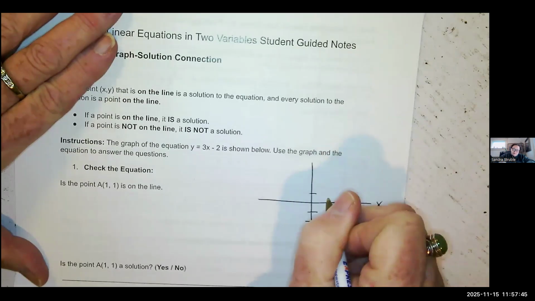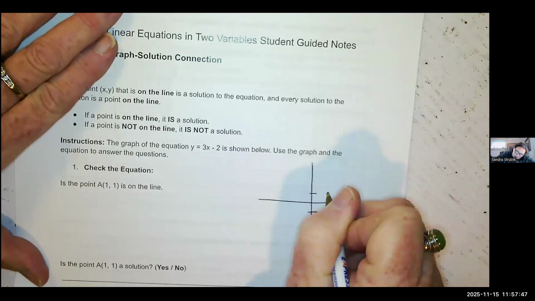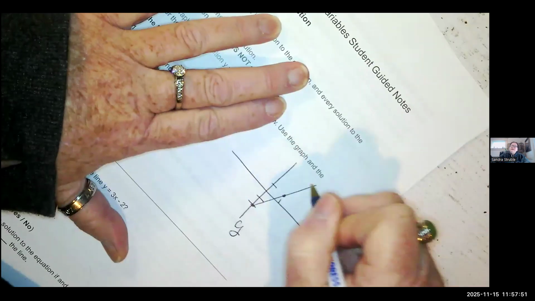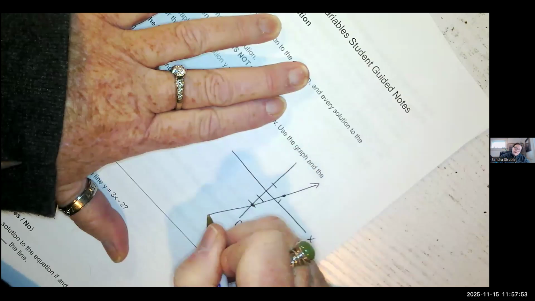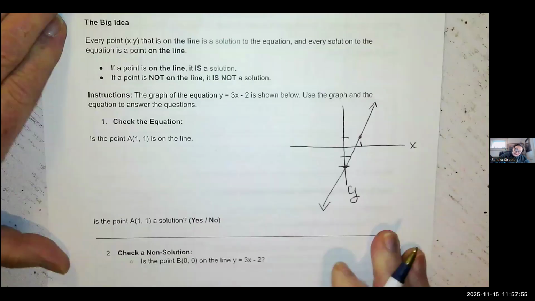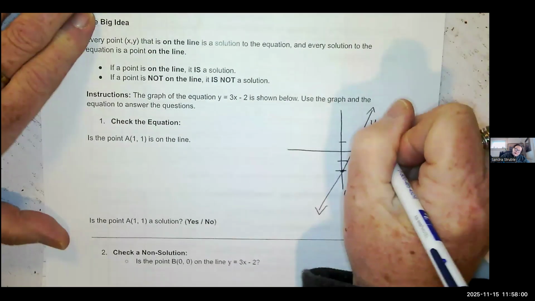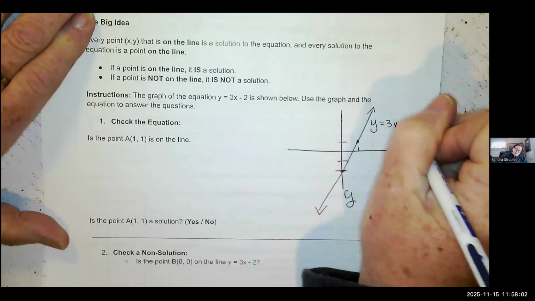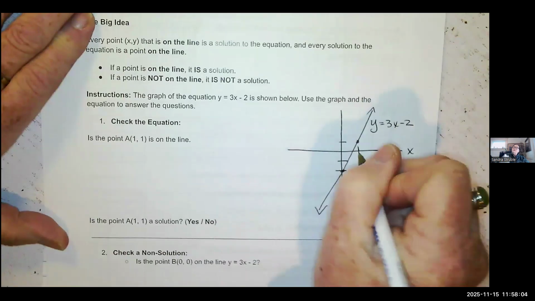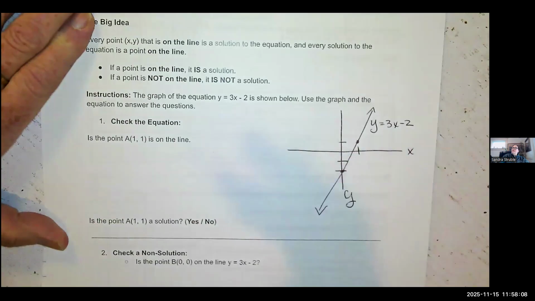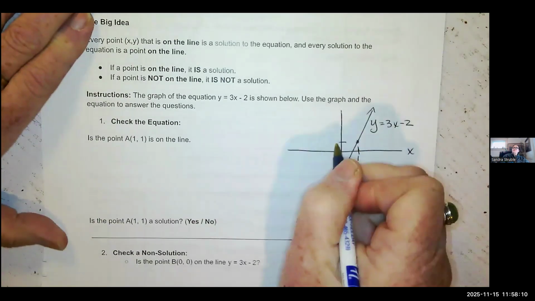All right, so give me just a moment. Pretend like that's a straight line. I'm not an artist. I never pretend to be. This is the line y equals 3x minus 2. All right. And we want to see if the point 1, 1 is on the line. Well, you can look at the graph and see that 1, 1 is on the line. But let's prove it as well.